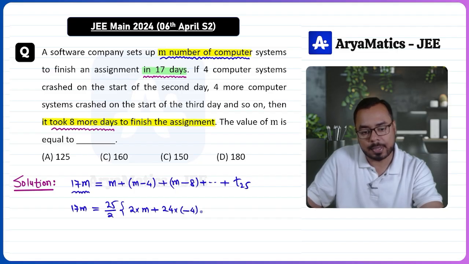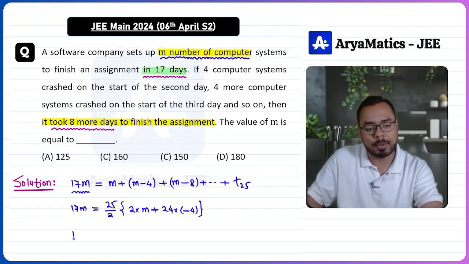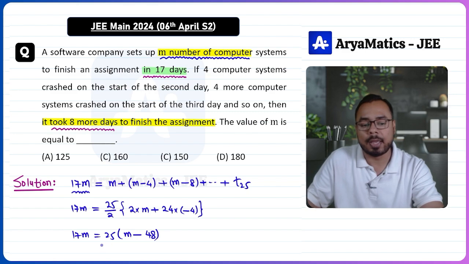Common difference will be minus 4. So this is the equation that we are getting. Now from here one can write that 17m, this will be 25 into 2 we can take inside. So we have m minus, and then 24 into another 2. So that will be 48. So this is the equation that we are getting.